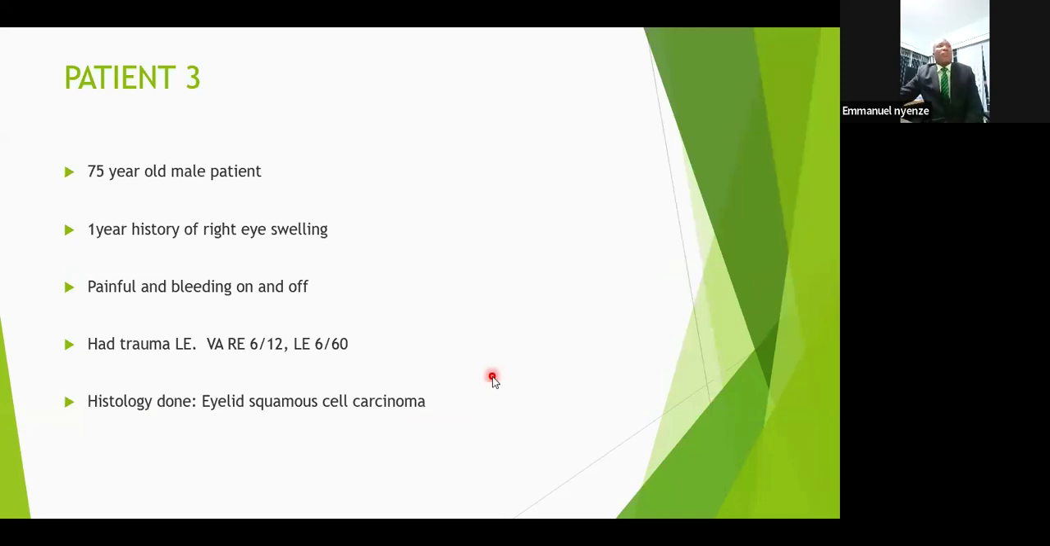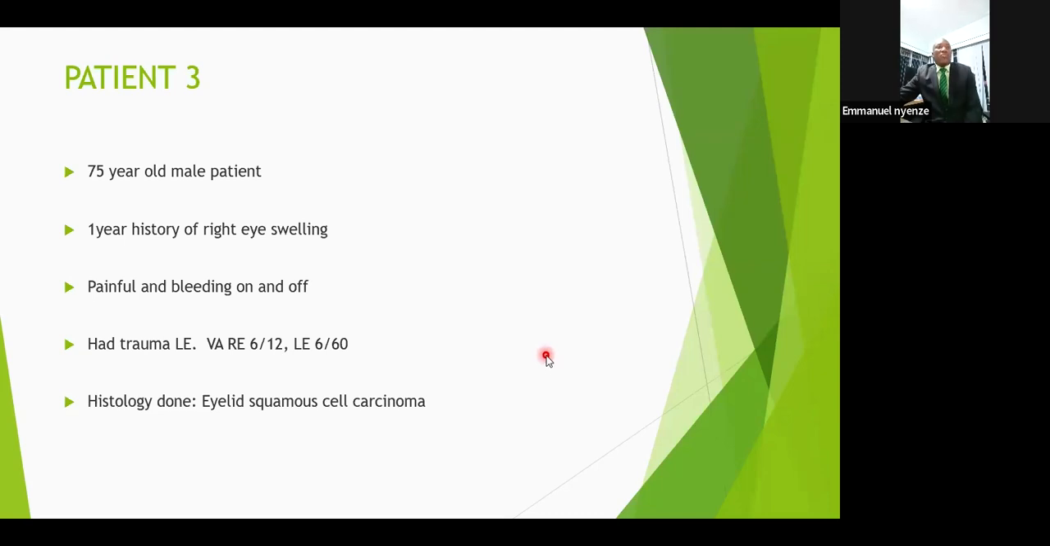So I will go to another patient who I'll call patient 3. Patient 3 is a 70-year-old patient who presented. I saw this patient in an outreach outside Nairobi. This is a 70-year-old male patient who presented with 1-year history of right eye swelling. The swelling was painful and bleeding on and off.